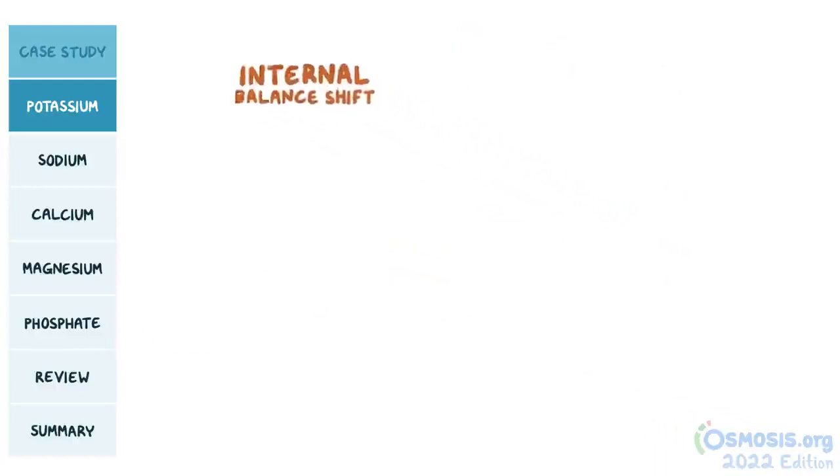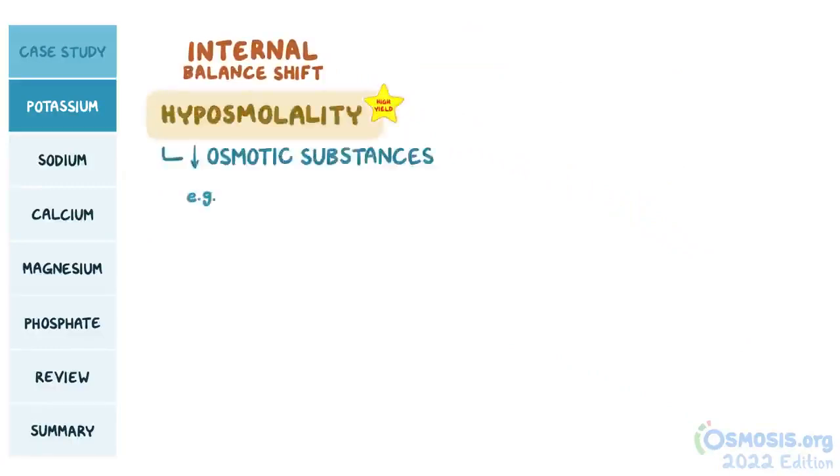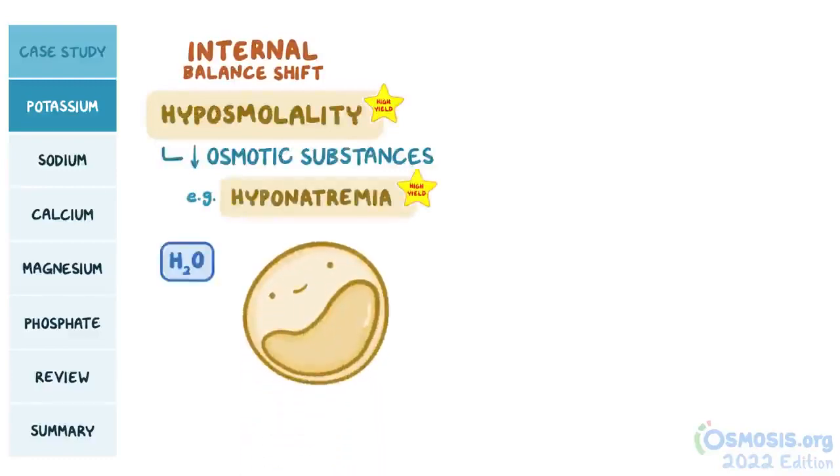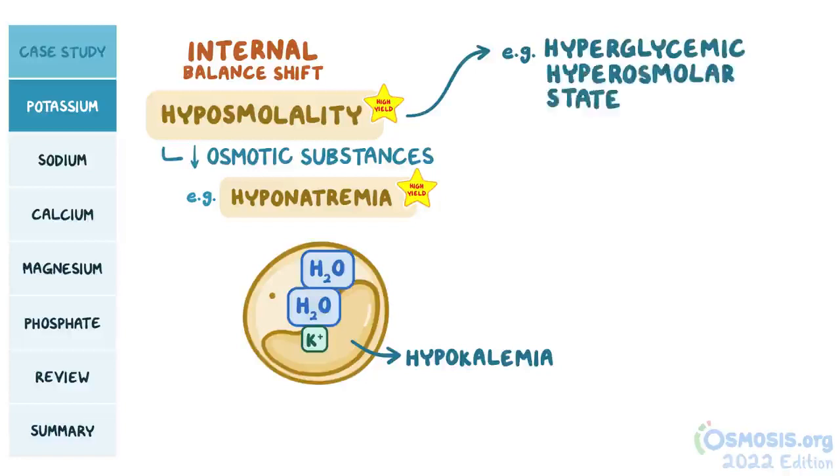One high-yield cause of internal potassium shift is hypoosmolality, meaning there are too little osmotic substances, like when there's hyponatremia, for example. Then the water goes back into the cells and can sometimes even drag potassium along with it, leading to hypokalemia.